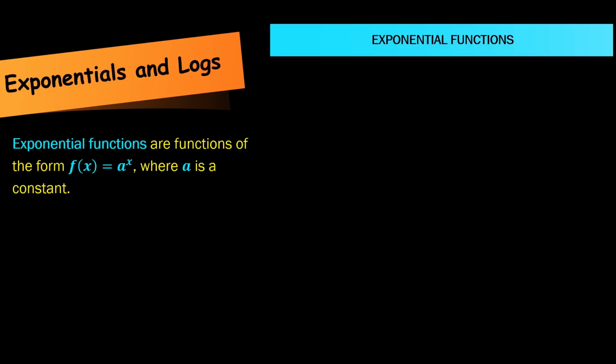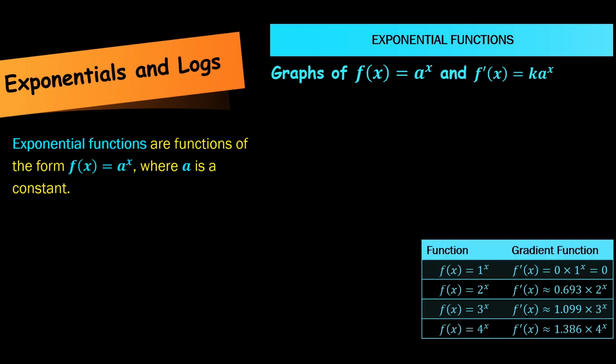Recall that exponential functions are functions of the form f of x equals a to the power x, where a is a constant. We're going to sketch various graphs of f of x equals a to the power x for various values of a and their corresponding gradient functions, f dash of x equals k times a to the power x. Here's a table giving some functions of the form f of x equals a to the power x and their corresponding gradient functions. Let's sketch these.